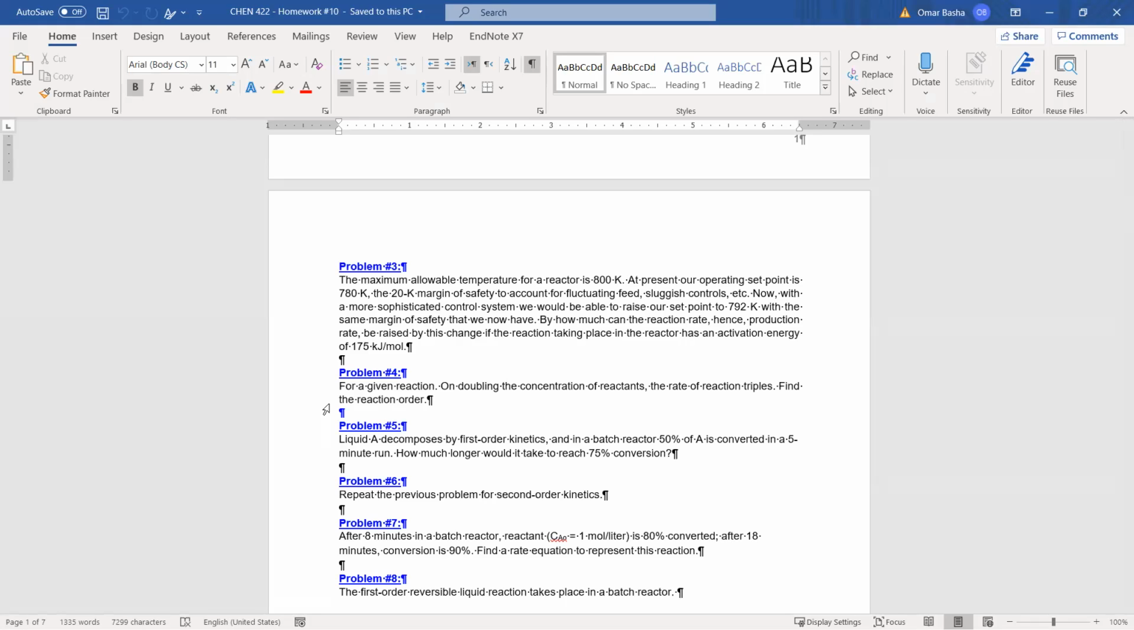You say, I can control the system better, so I want to reduce my margin of safety with the same margin of safety that we now have. Okay, so you're increasing your set point, but you're still keeping the same margin of safety. That's fine. By how much can the reaction rate, hence production rate, be raised by this change if the reaction taking place in the reactor has an activation energy of 175 kilojoule per mole? So you want to find out, well, now I'm changing my set point from 780 Kelvin to 792 Kelvin. How much faster will this reaction happen?